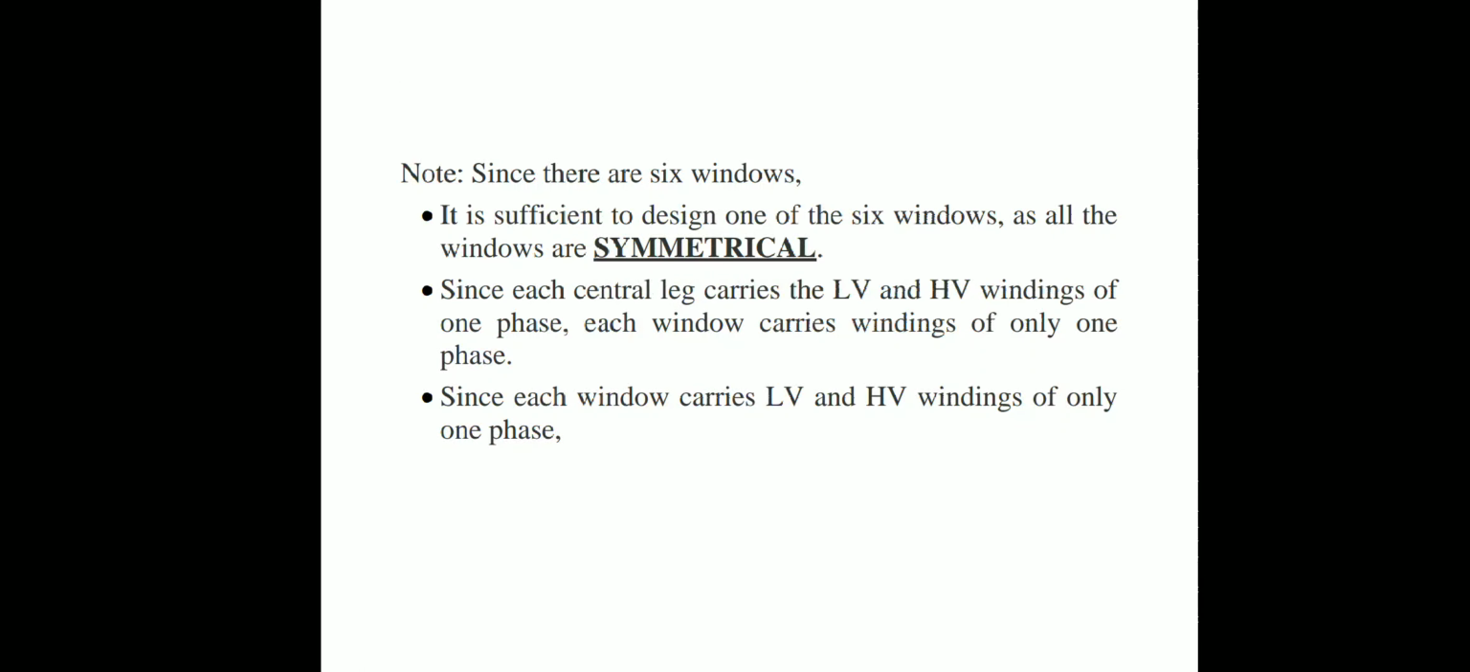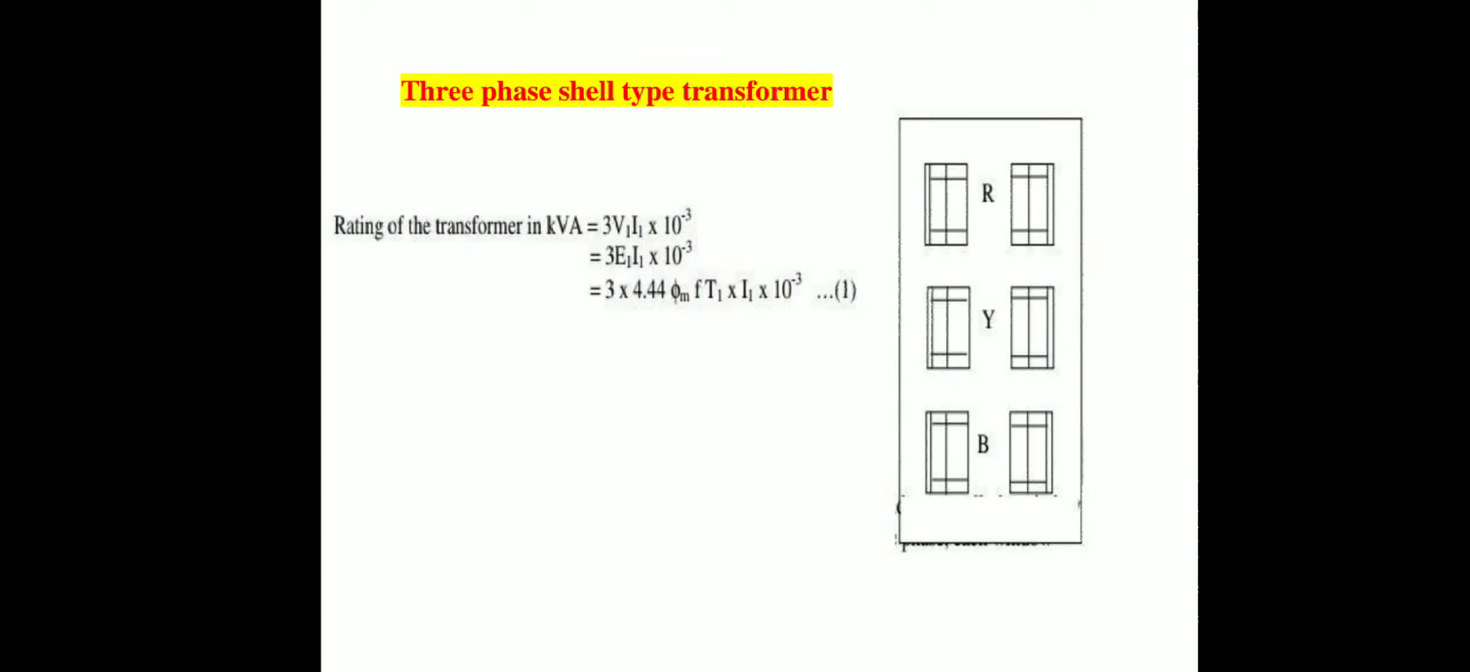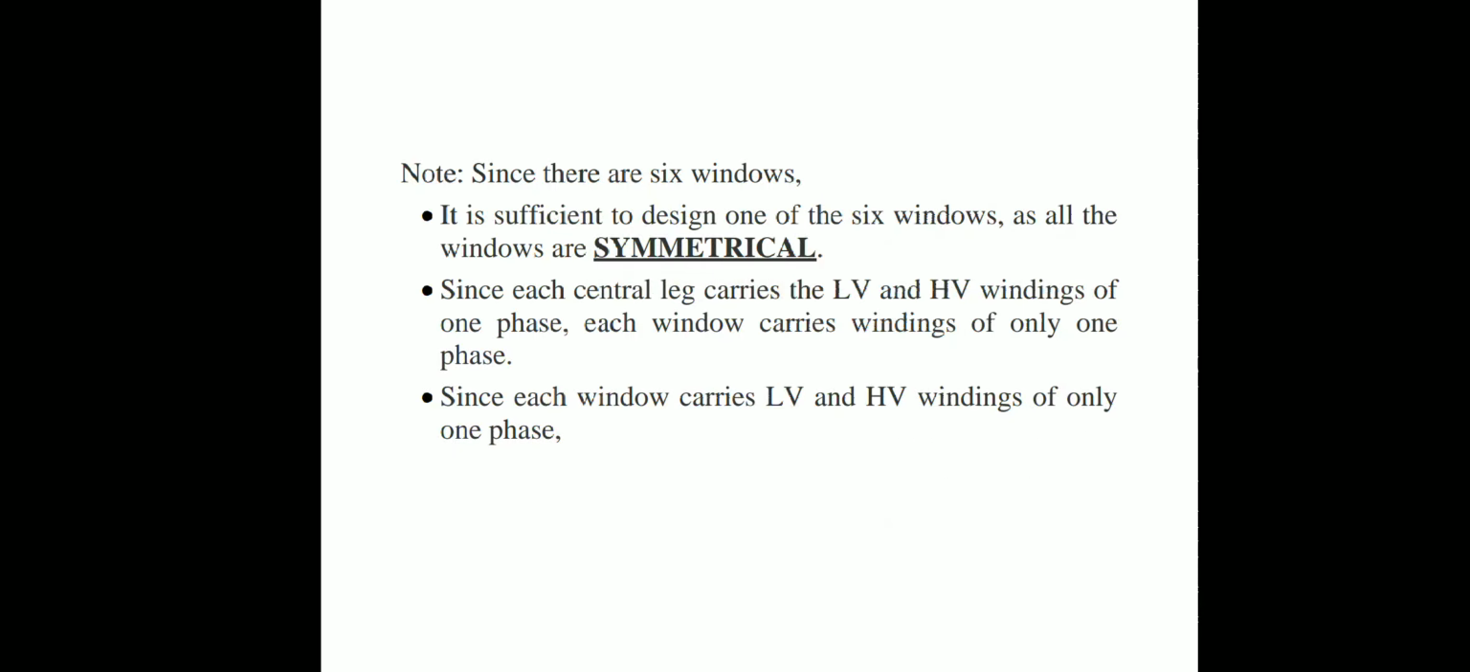Kindly note, since there are 6 windows, have you noticed 6 windows? See this: both sides of R, both sides of Y and both sides of B. There are 6 windows. It is sufficient to design one of the 6 windows as all the windows are very much identical and, to be very precise, symmetrical.